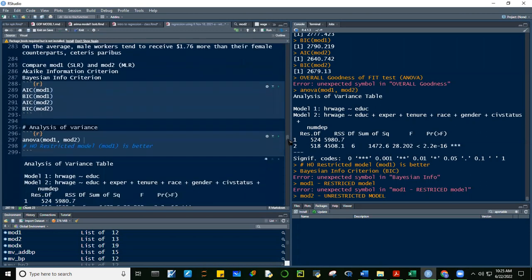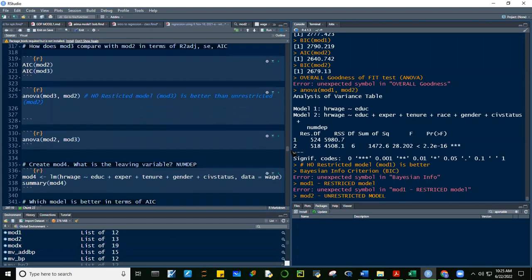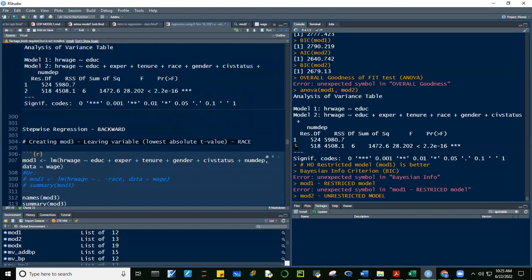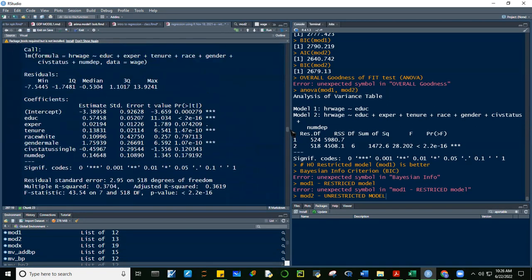Kapag multiple linear regression, guys, we don't stop there. It's always advisable to do what we call a stepwise regression. Ano yung stepwise regression? Stepwise regression, guys, step by step siya until you reach the final model, until all the variables are significant. Okay? So, tingnan natin yung model 2. Okay, so, paano to, guys? Paano to? So stepwise regression, isa-isa tayong magtatanggal ng mga variables.